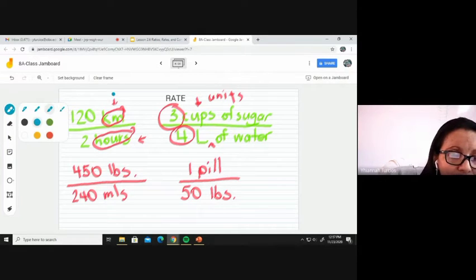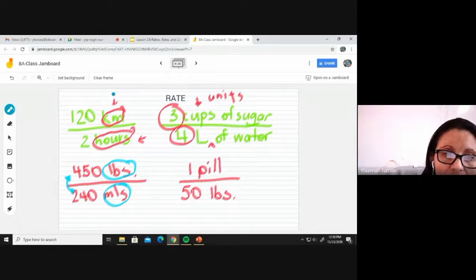Here we have another example. We have 450 pounds to 240 milliliters. Again, we are comparing two things, and we're using different units. The units that we're using here are pounds, and the units that we're using here are milliliters. And the last example over here, we're comparing, for example, 1 kilo against 50 pounds. That means this to this. The units that we're using here, it's a kilo, and here it's a pound, okay?